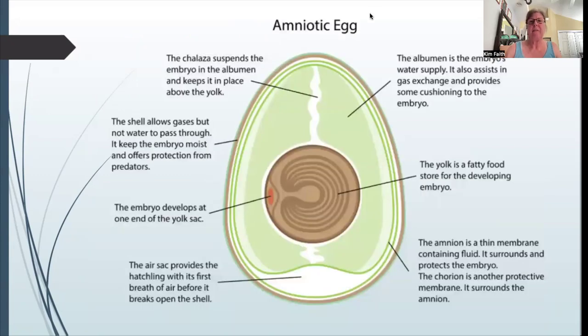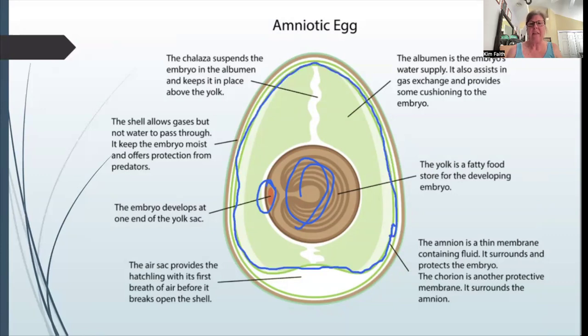So here is an amniotic egg. For those of you that don't quite understand what we mean by that, you have the yolk, all right? The yolk, and you guys are all familiar with your chicken eggs, right? That is the fatty food storage for the developing embryo. The developing embryo would be right here. What we have here is what is called the amnion. The amnion is a really important thing. It is a thin membrane that goes around the developing embryo. Okay, it is a protective membrane.